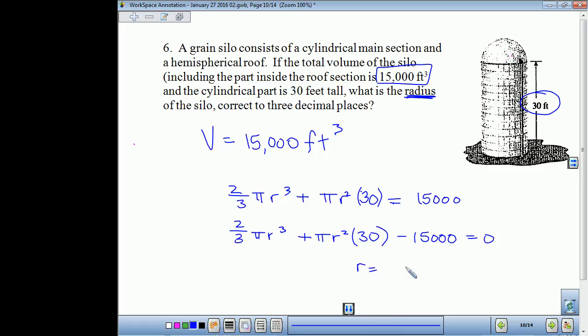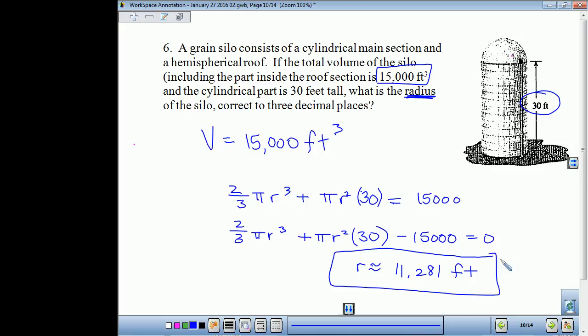Showing that the radius is approximately, I guess I should use approximately here, 11.281 feet. Yes. All right, we will let that be our last example of the day. Your homework is on the back of the worksheet from last night.